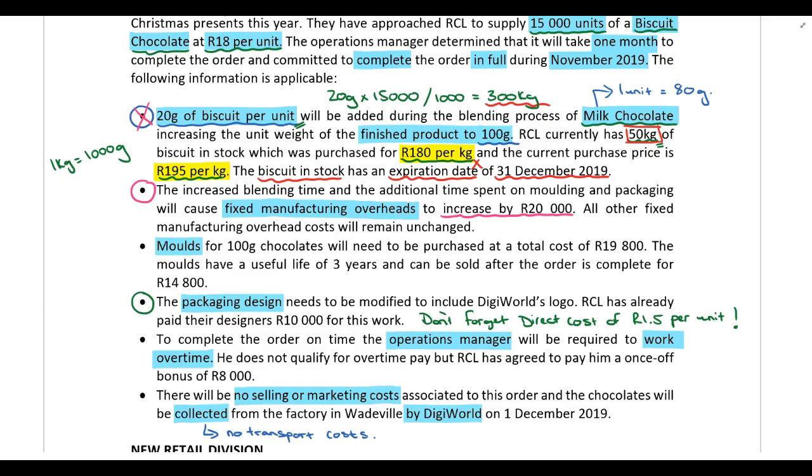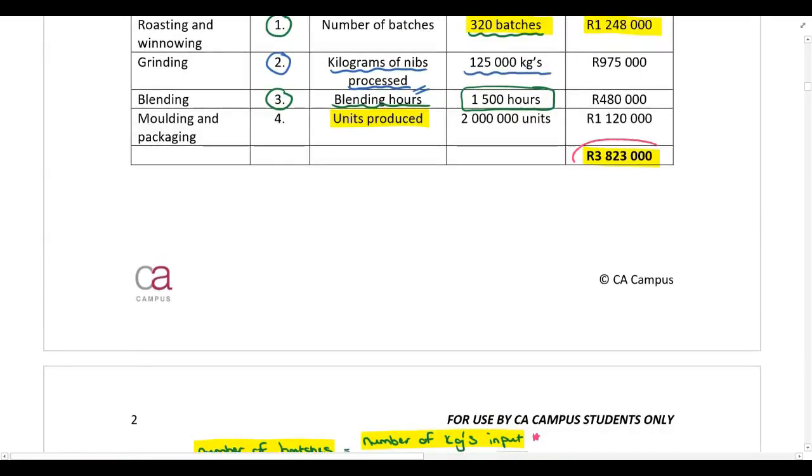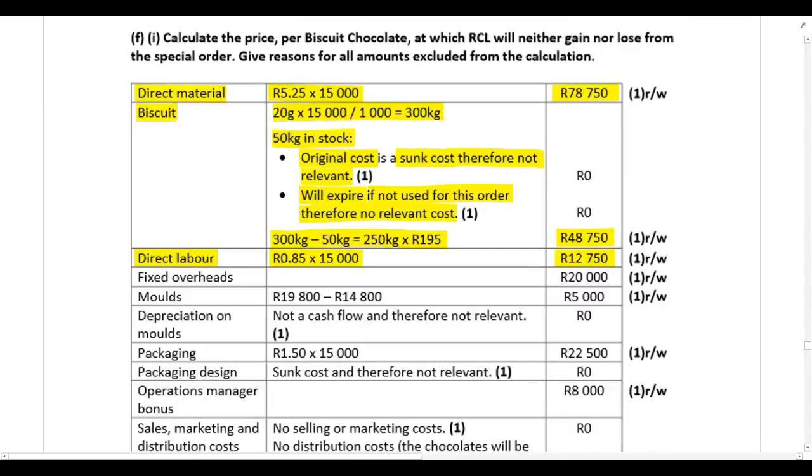However, if the fixed costs are going to increase as a direct result of this order, then the increase in the fixed costs, or the incremental portion, is relevant. However, please note, guys, the existing fixed costs of 3,823,000, that's obviously not relevant. We are only interested in the incremental portion, the additional cost that is incurred as a direct result of the special order. All right, so for the fixed overheads, just the increase of 20,000 Rand is relevant.